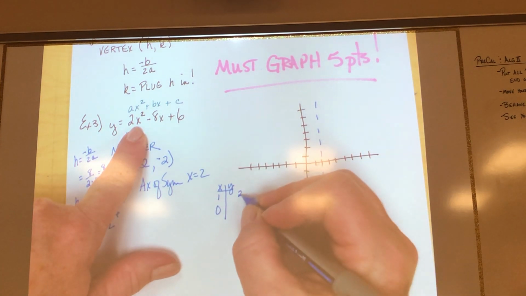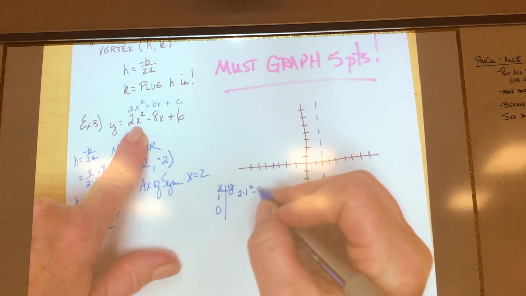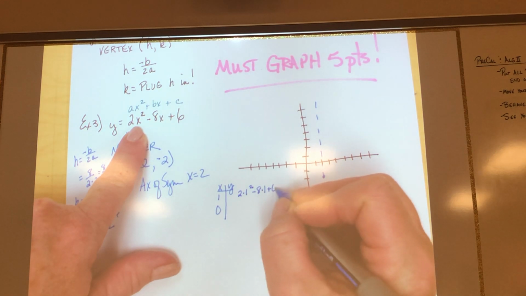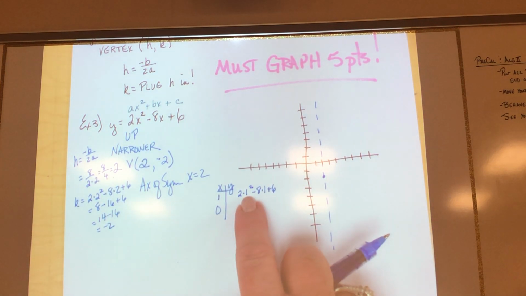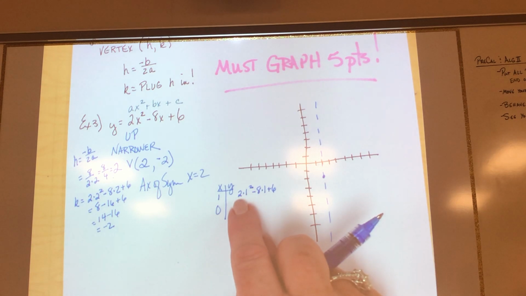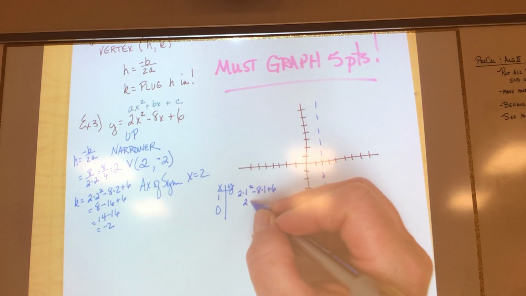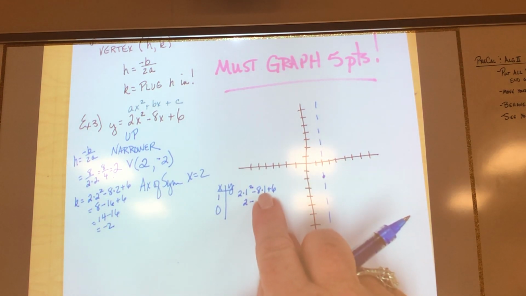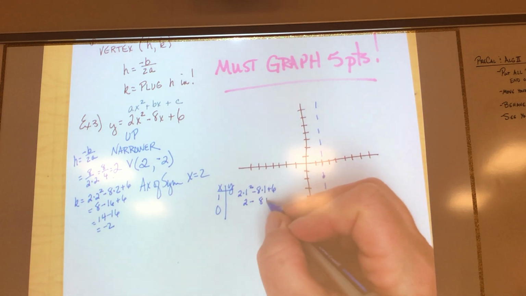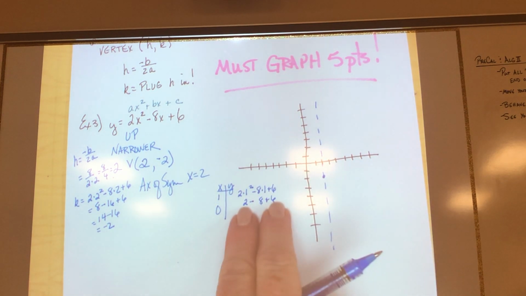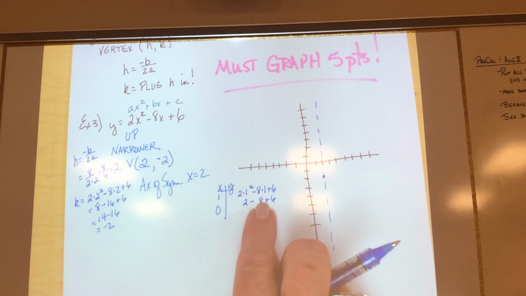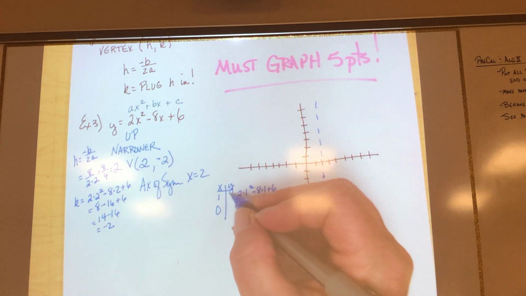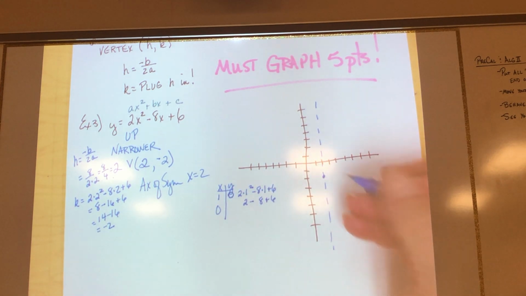So 2 times 1 squared minus 8 times 1 plus 6. What's 1 squared? What's 1 times 2? 2. What's 8 times 1? 8. What's 2 and 6? 8. What's 8 minus 8? 0. Boom. At 1, y is 0.